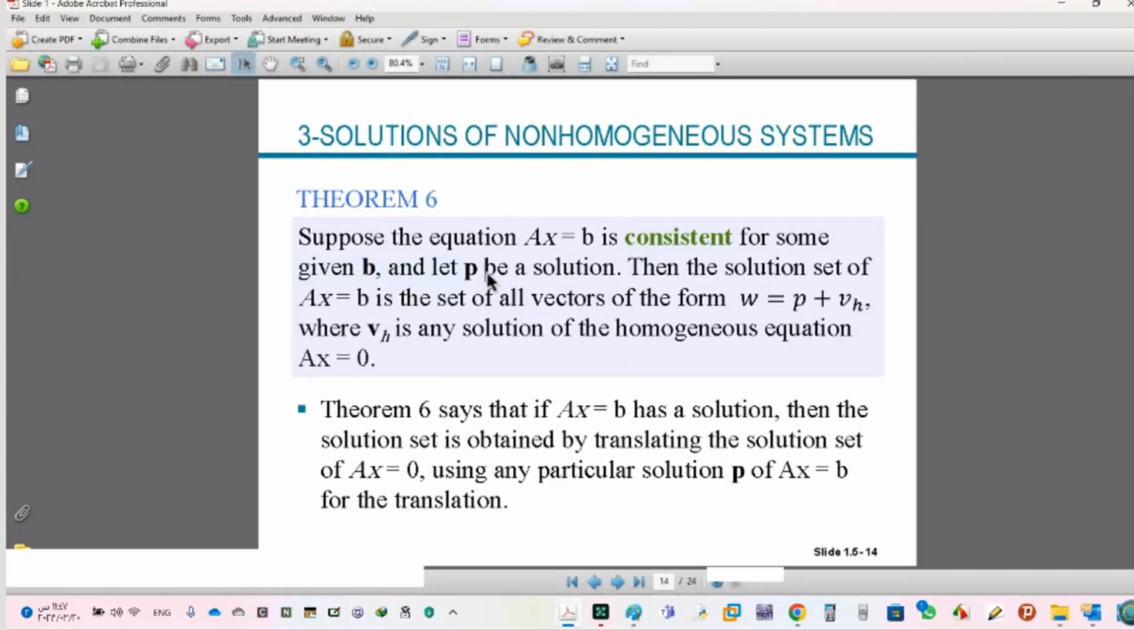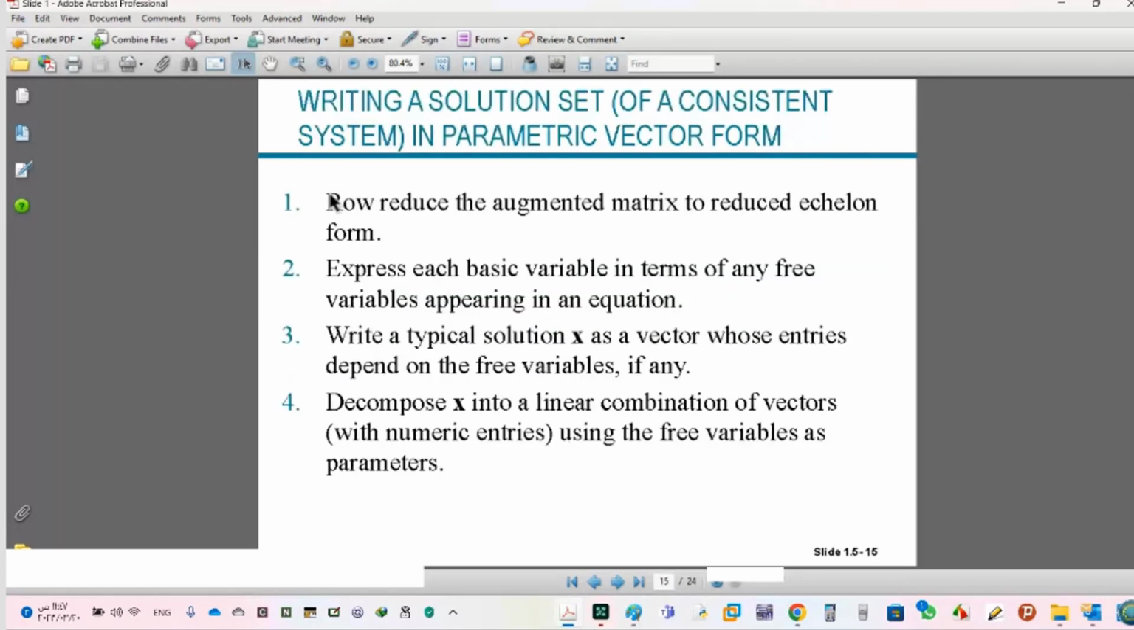Suppose the equation Ax = b is consistent, meaning we have a solution. Then the solution set of Ax = b is like this one, w = p + v_h. Here is how we can solve this: row reduce the augmented matrix, express each basic variable in terms of any free variable, write the typical solution, and decompose x as a linear combination of vectors.